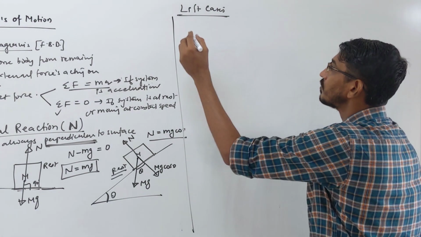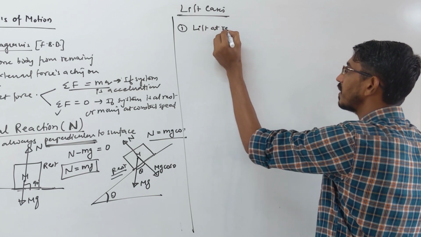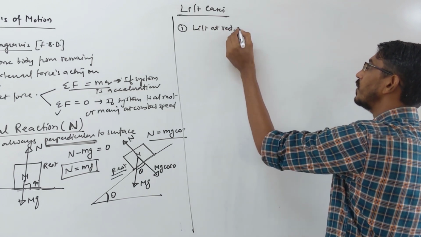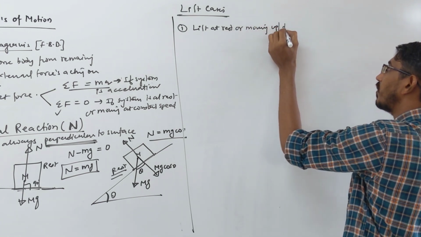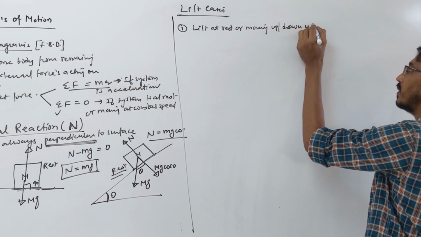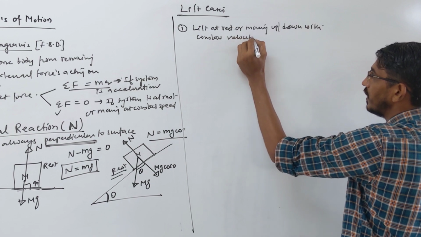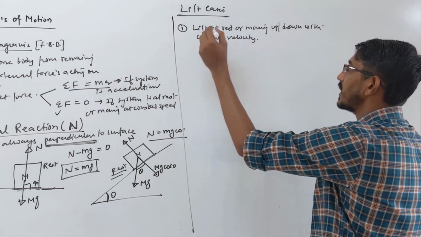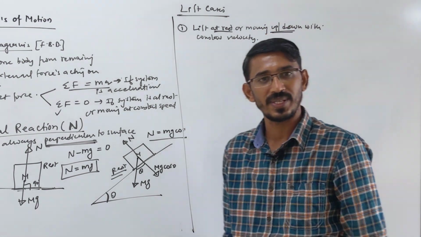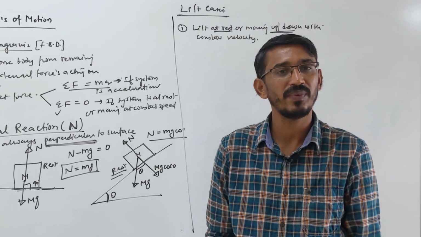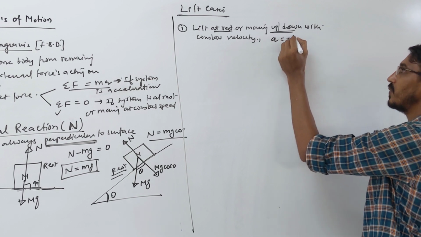Suppose, first simple case I write, the lift is at rest, or moving up, or you can say down also, with constant velocity. There is a lift. So either the lift is at rest, or the lift is moving up and down anywhere with constant velocity. Velocity constant means the acceleration of the lift will be 0. Clear? It means the acceleration of the lift is 0, first thing.